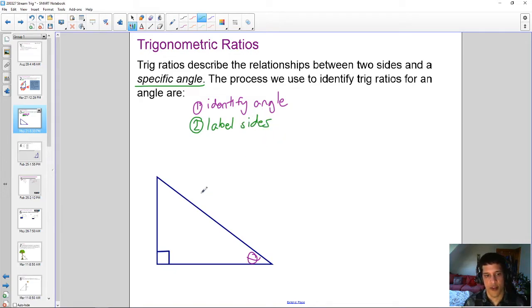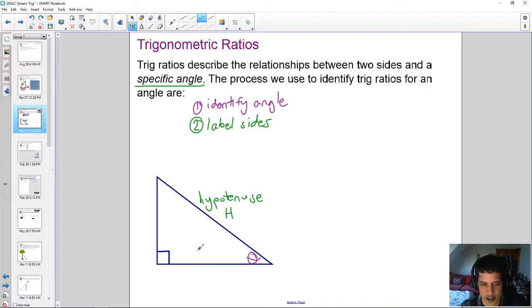Okay. So the sides of our right triangle here, we've got the longest side, which is always opposite our right angle, we remember. That's always our hypotenuse. I'll also just refer to this as H, okay? And then the other two sides that we talk about in trigonometry are adjacent and opposite, okay?